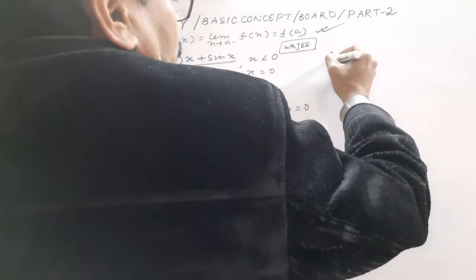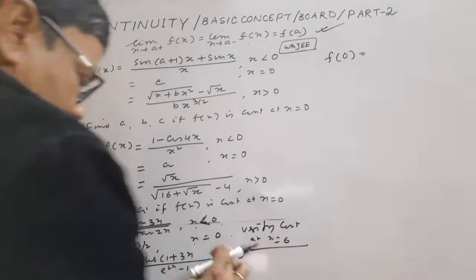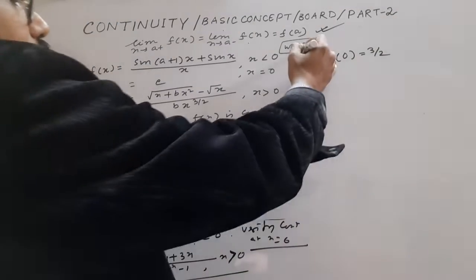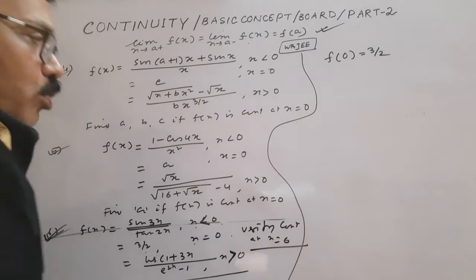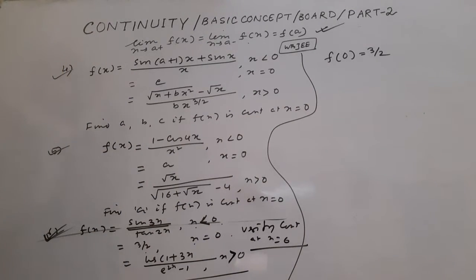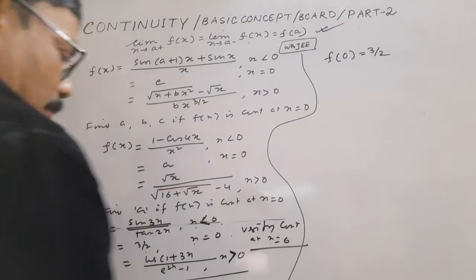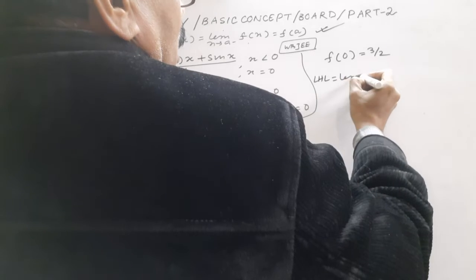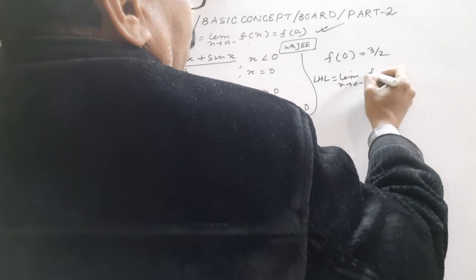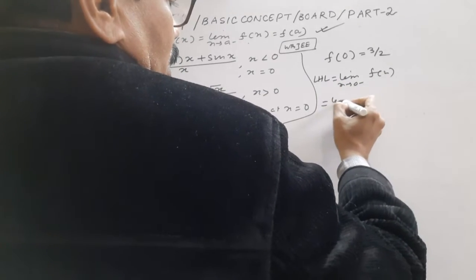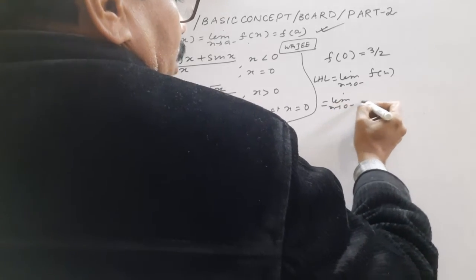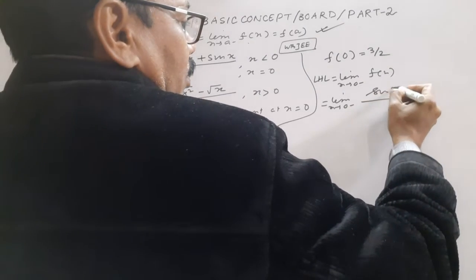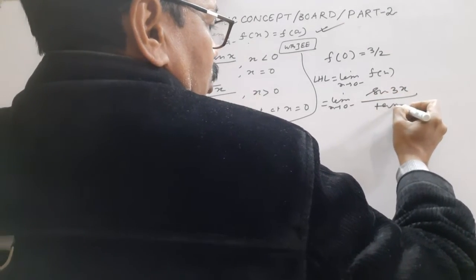So what is f(0)? Look, f(0) is given directly. This is 3 by 2. This is f(0). Now what is the left hand limit? Left hand limit equals limit x tends to 0 minus f(x). So limit x tends to 0 minus, what is f(x)? For less than 0, this is sin 3x by tan 2x.